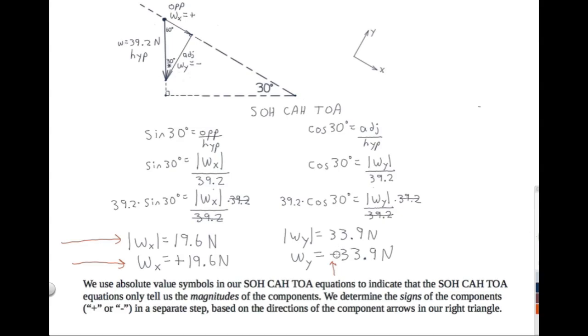It's crucial to include this negative sign. If we leave out this negative sign on w sub y, we're going to get the problem wrong. Remember that I recommend that you should include a plus sign in front of all of your positive components, because that will make you more likely to notice when you need a negative sign in front of negative components.